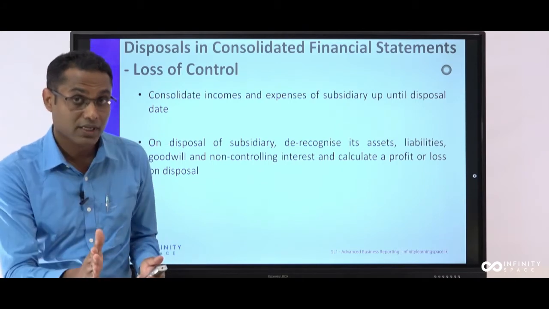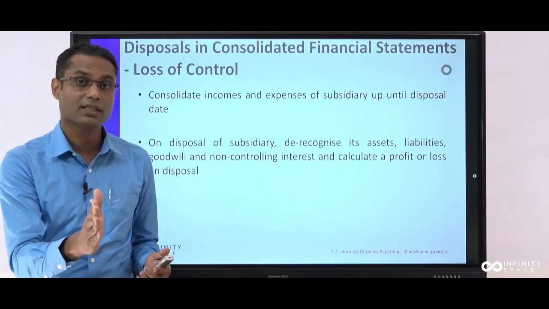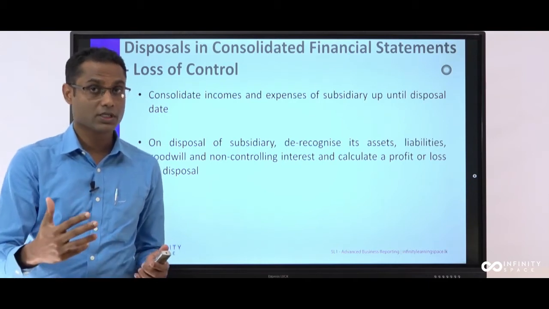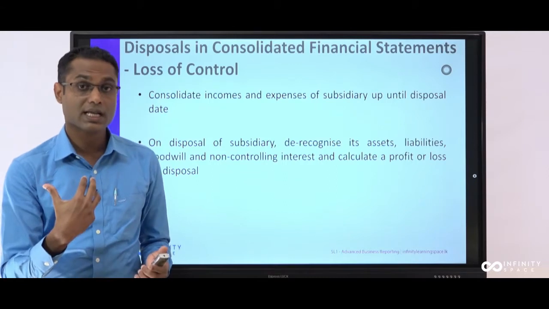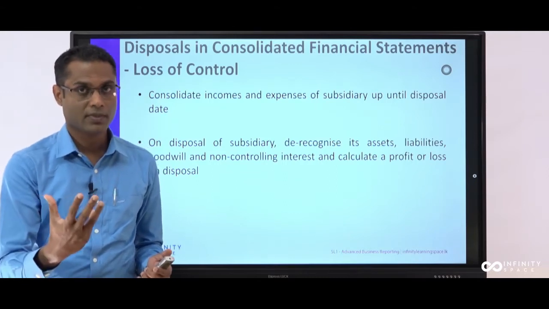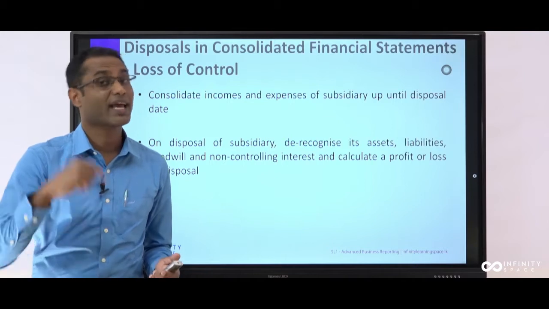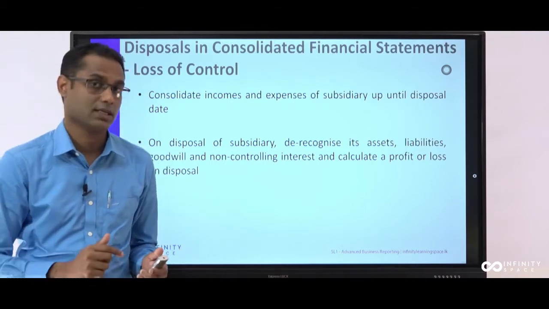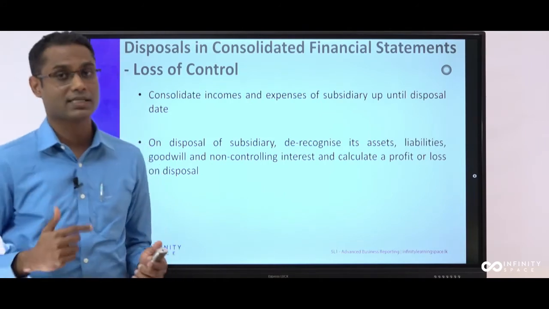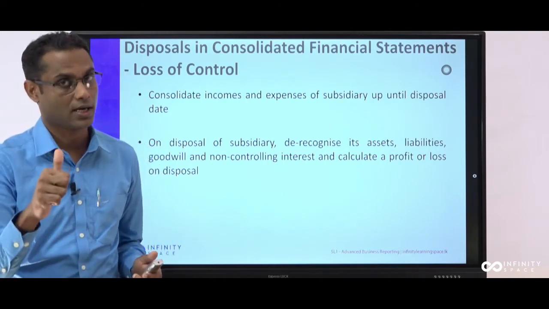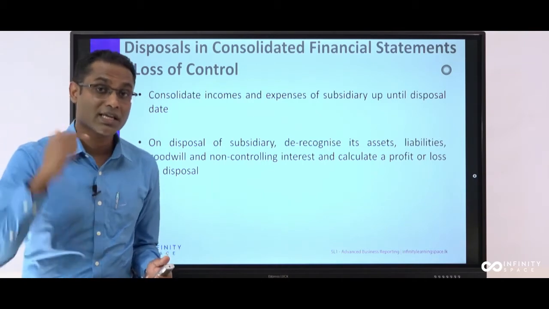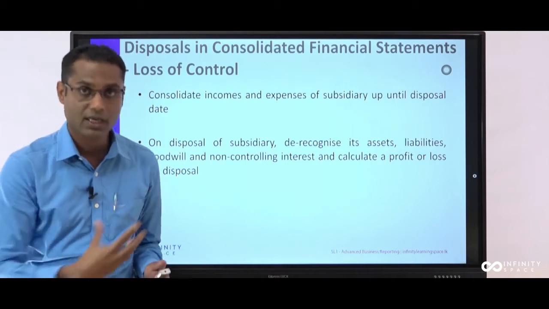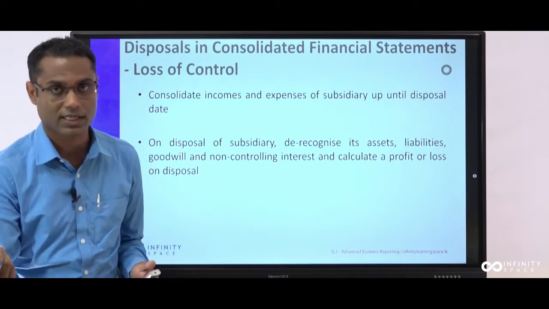Then on the date of the disposal, you need to calculate the disposal profit or loss. When you are calculating the disposal profit or loss, again you have to recognize the sales proceeds of the disposal, and you need to derecognize all the assets and the liabilities of the disposed subsidiary, which means you have to take out all the net assets of the disposed subsidiary. Second, you have to derecognize the goodwill figure of that disposed subsidiary. If you have a goodwill figure in relation to that subsidiary, that has to be derecognized.